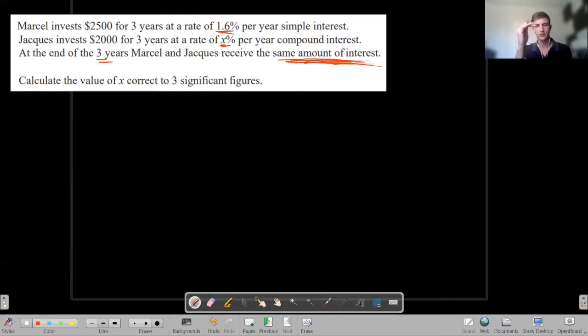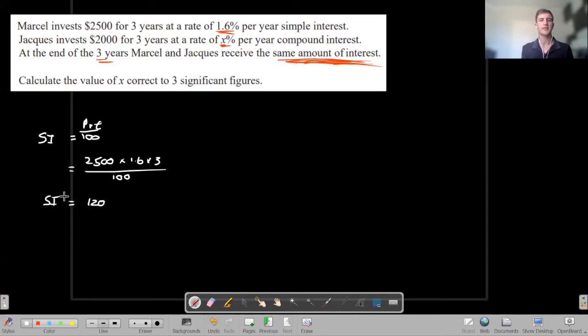So let's break this up into information that we do know and don't know. For Marcel, the amount of interest is going to be very simple. We'll just say that simple interest is equal to PRT over 100. We can substitute the values, and it's relatively simple. So this is 2,500 times the rate, 1.6, times the time, 3 years, divided by 100. So that's 2,500 times 1.6 times 3 divided by 100, and this is 120. So we have the simple interest.